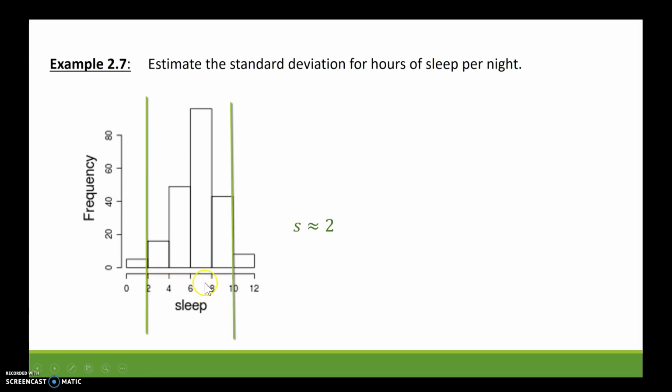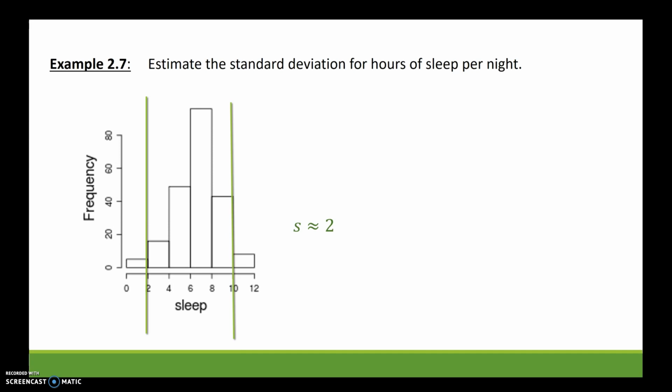So if I divide that vertical distance by 4, the distance here is 8, I divide it by 4, that's equal to 2. The standard deviation of this data set is about 2. So another way, if we have a plot, we can estimate standard deviation is by using the 95% rule.